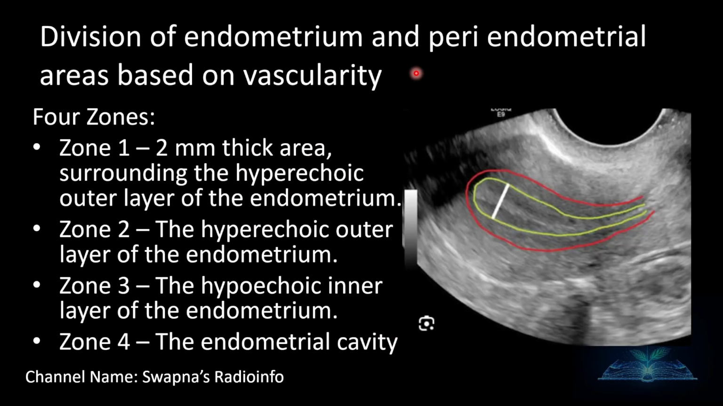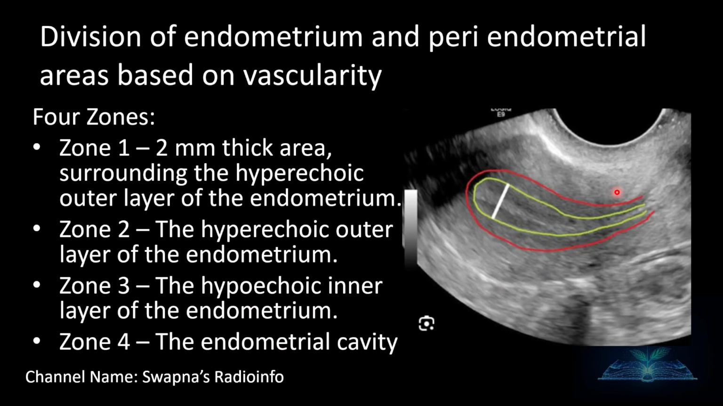Now coming to the division of the endometrium and periendometrial areas based on vascularity, we have 4 zones. Zone 1 is a 2 mm thick area surrounded by the hyperechoic outer layer of the endometrium. Zone 2 is the hyperechoic outer layer of the endometrium. Zone 3 is the hypoechoic inner layer of the endometrium. Zone 4 is the endometrial cavity.